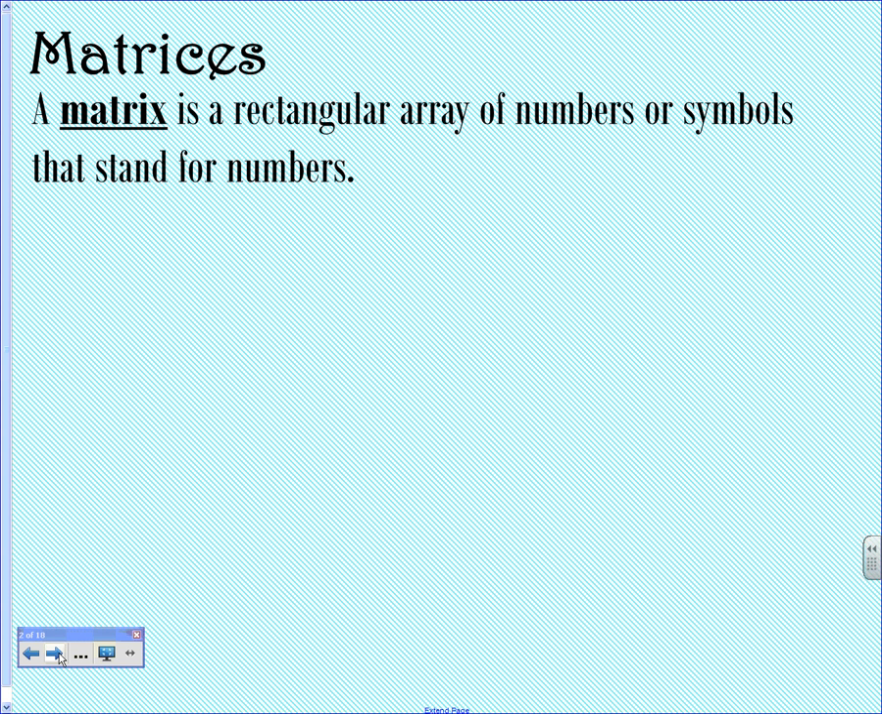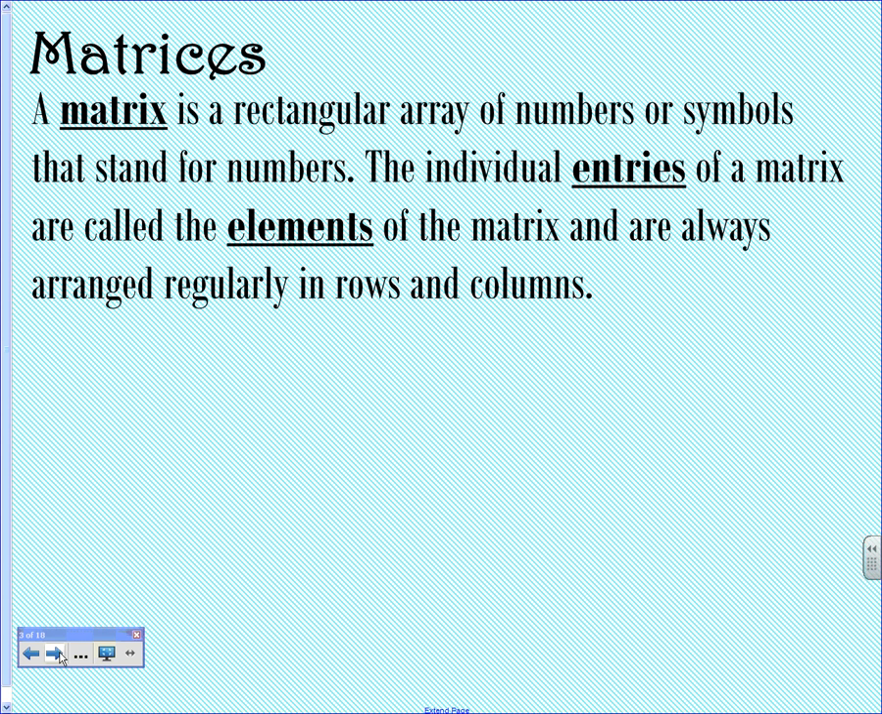Okay, so matrices is the plural of matrix. So singular matrix, plural matrices. A matrix is a rectangular array of numbers or symbols that stand for numbers. So rectangular, it doesn't have to be a square, it just has to make a rectangle. You know what rectangles look like. So the individual entries of a matrix are called the elements and are always arranged regularly in rows and columns. They're very uniform, they're very structured. It's not all jumbled up.